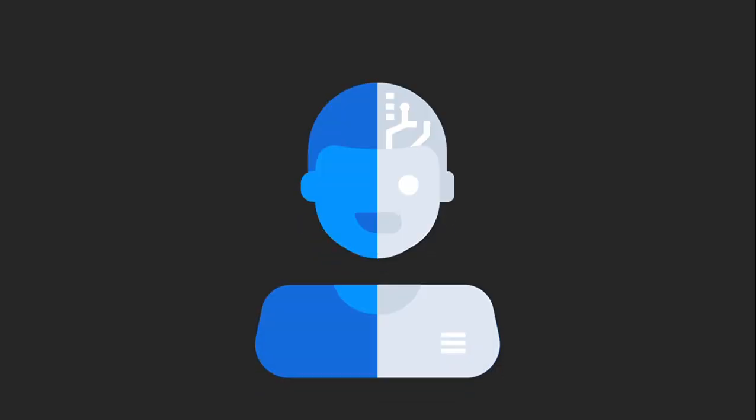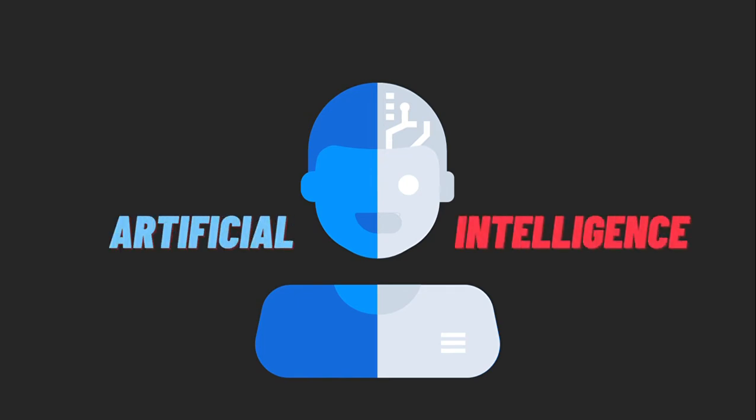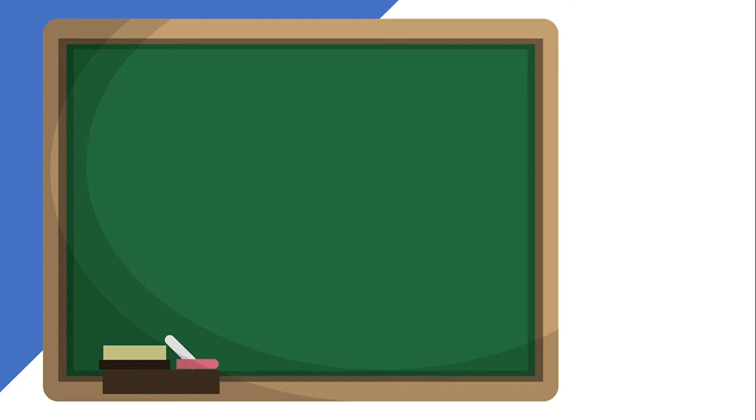Starting with the basic definition first. Intelligence, which is artificially created. Intelligence is the ability to learn and solve problems, which means that artificial intelligence is the intelligence exhibited by machines or software. Beginning with the schools of thought regarding artificial intelligence, there are majorly four of them.